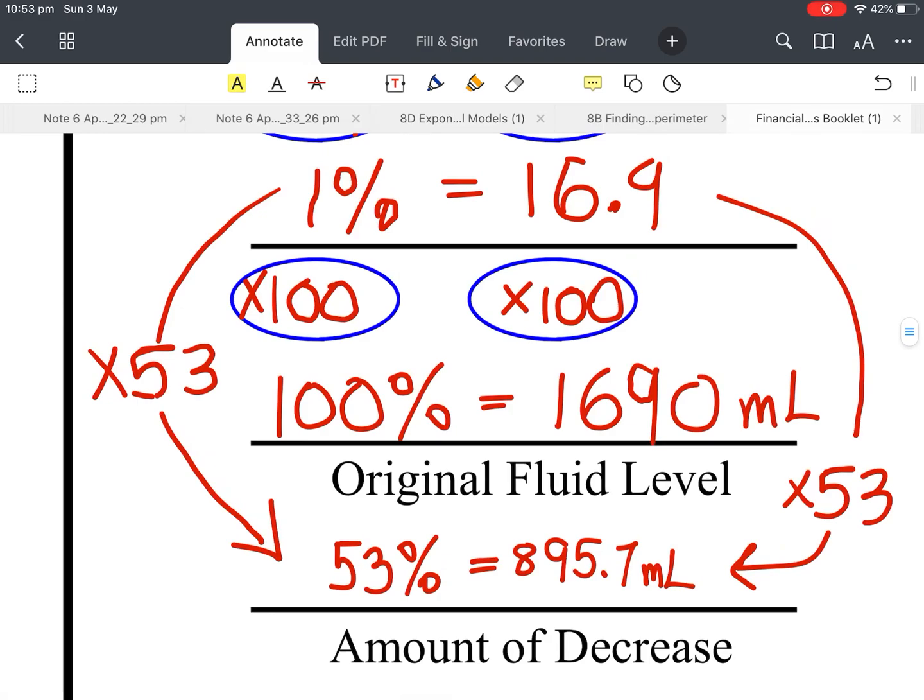Now, if I want to figure out what the amount of the decrease was, then I have to do the good old 53 times the 1%, okay? So 1% times 53 will give me the 53%, and 16.9 times 53 will give me the 895.7 millilitres, which turns out to be the amount that my original was decreased by.